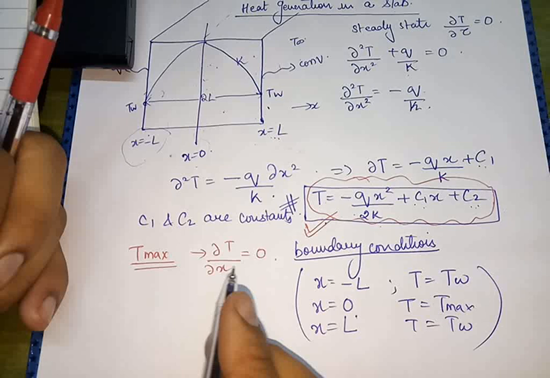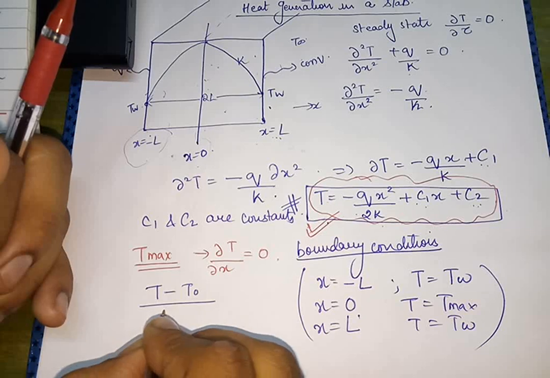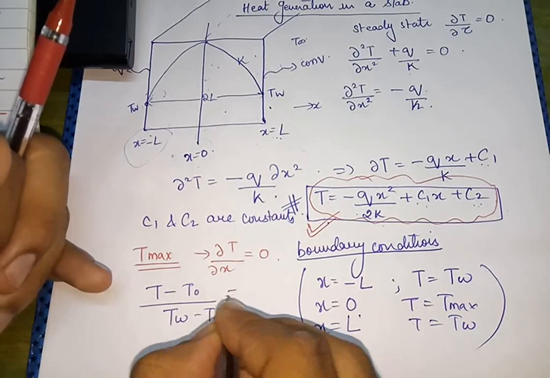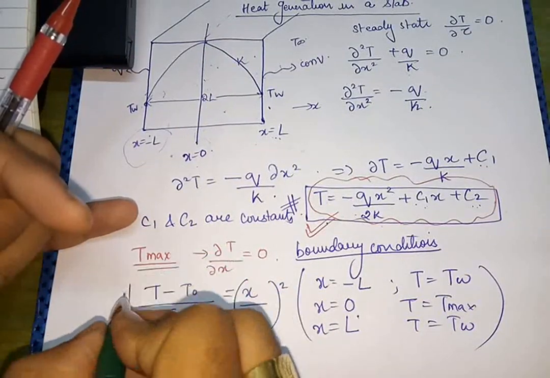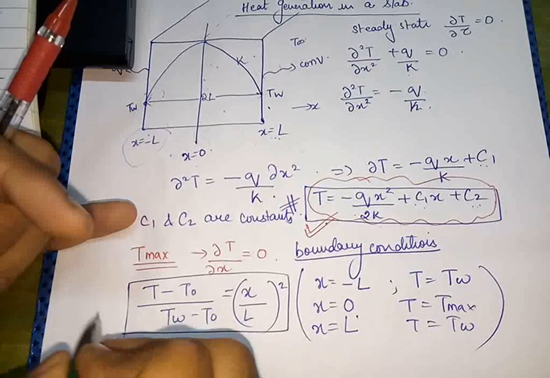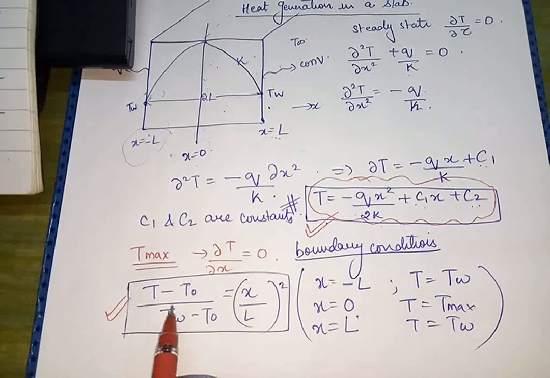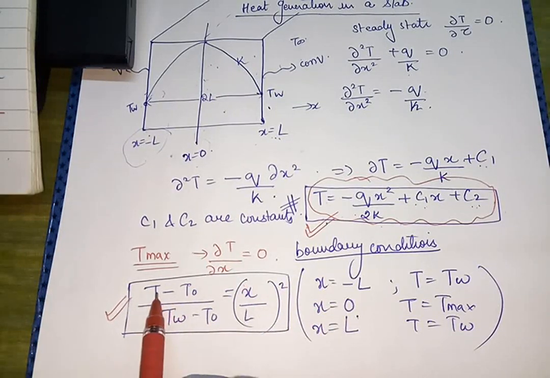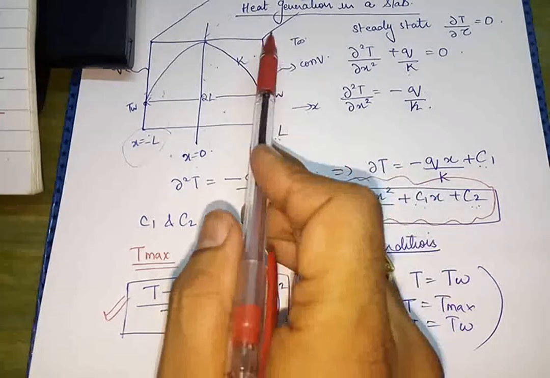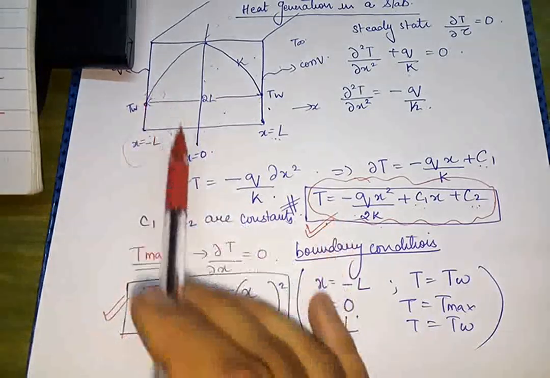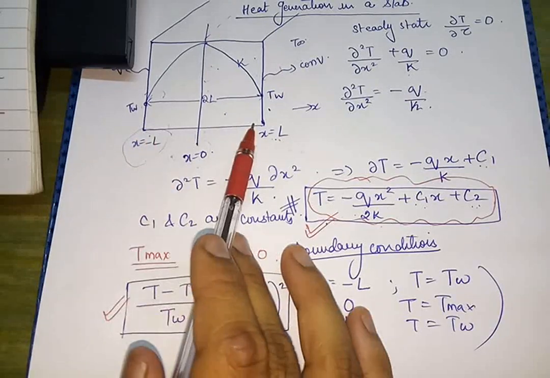Please remember one thing: T minus T naught upon TW minus T naught equals X upon L whole square. This is the dimensionless format of the temperature distribution. T is any general temperature, T naught is the maximum temperature, TW is the temperature of the wall, that is either of the extreme right or the extreme left. X is the coordinate, and L is the length of the slab.